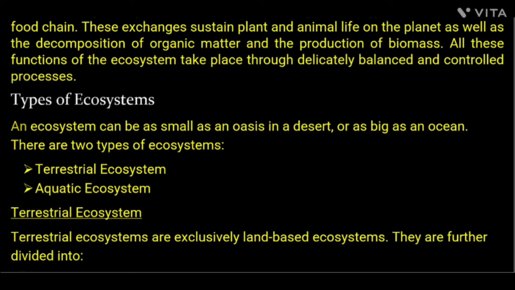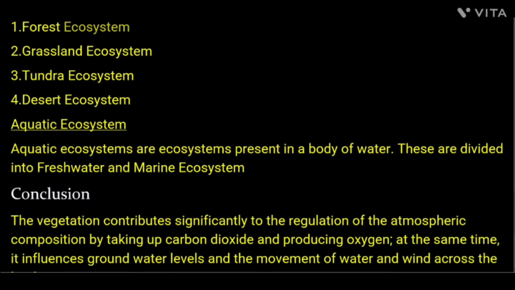Types of ecosystems. An ecosystem can be as small as an oasis in a desert or as big as an ocean. There are two types of ecosystems: terrestrial ecosystem and aquatic ecosystem. Terrestrial ecosystem. Terrestrial ecosystems are exclusively land-based ecosystems. They are further divided into forest ecosystem, grassland ecosystem, tundra ecosystem, and desert ecosystem. Aquatic ecosystem. Aquatic ecosystems are ecosystems present in a body of water. These are divided into freshwater and marine water ecosystems.